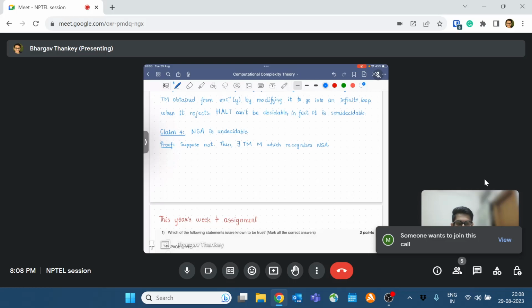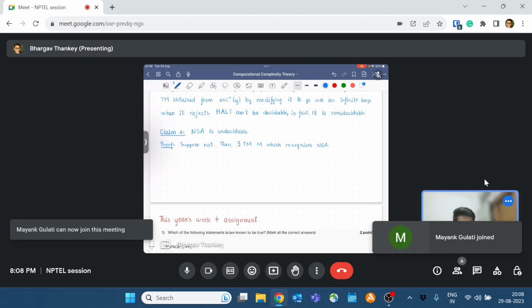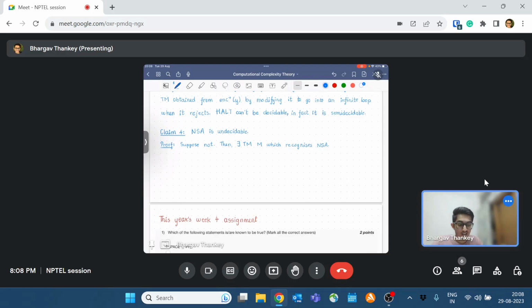Can you repeat this thing? Okay. So by recognizes NSA, I mean the following. If Y is in NSA, then M accepts and halts. And if Y is not in NSA, then it either rejects and halts or never halts at all.